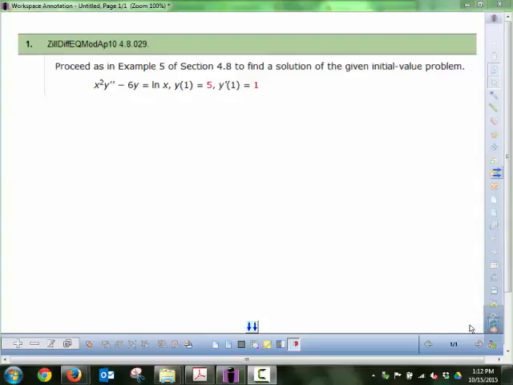Slight change from our last lecture. We have the same differential equation, but the initial conditions are slightly different. So here's what we're going to start off with. We have x squared y double prime minus 6y is equal to ln of x. And then our initial conditions are y of 1 is 5 and y prime of 1 is 1.